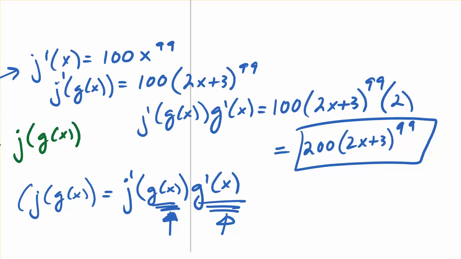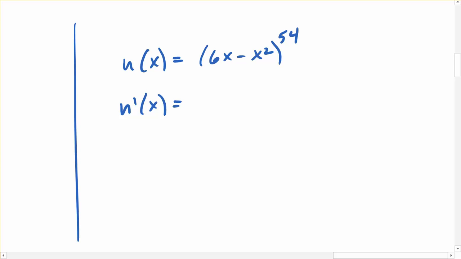That's it. So for example, Noah, let's say I said n of x was equal to, I don't know, let's do 6x minus x squared to the 54th power. Can you tell me what the derivative of that's going to be? What do I drop to the front? 54. Yep, and then I multiply by 2x. Careful, it's the same thing in the middle. Remember, it's still the inner function there.